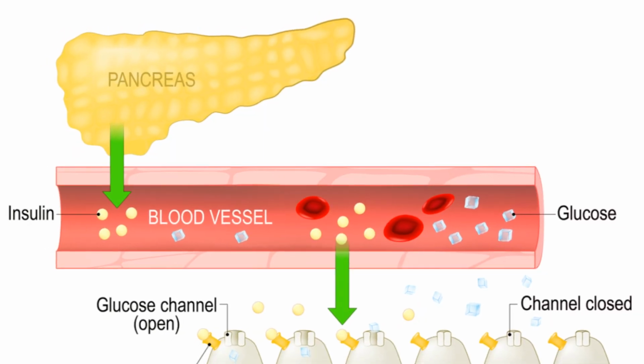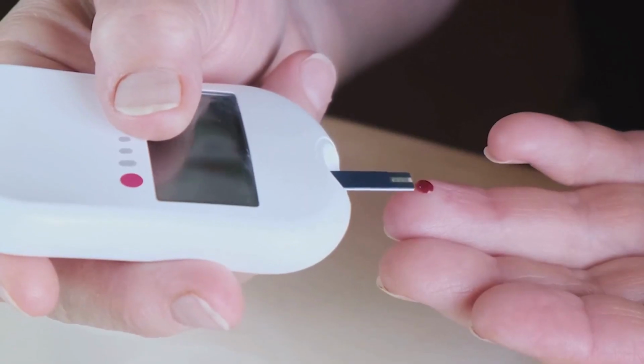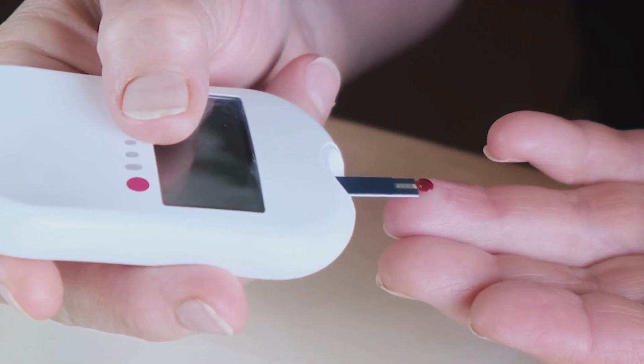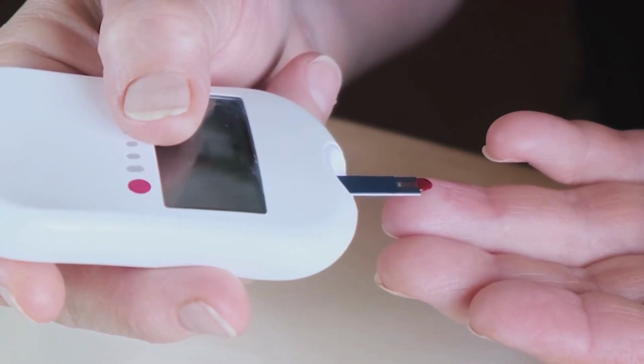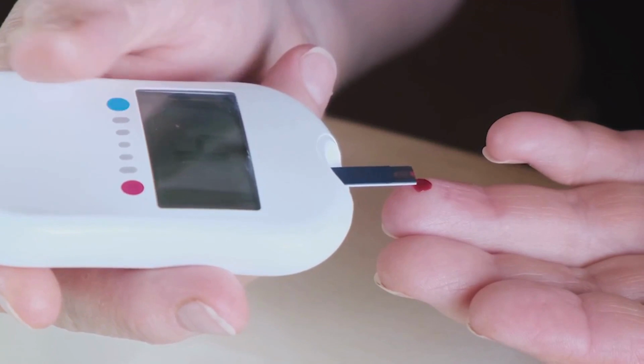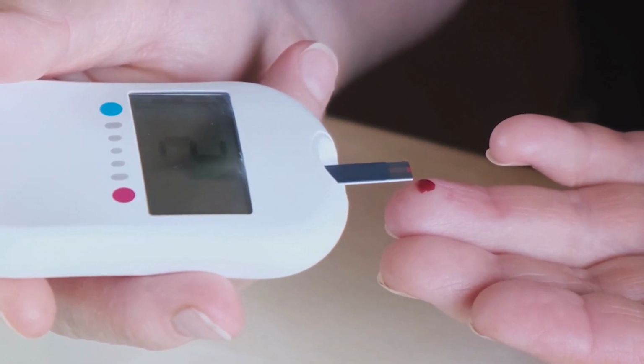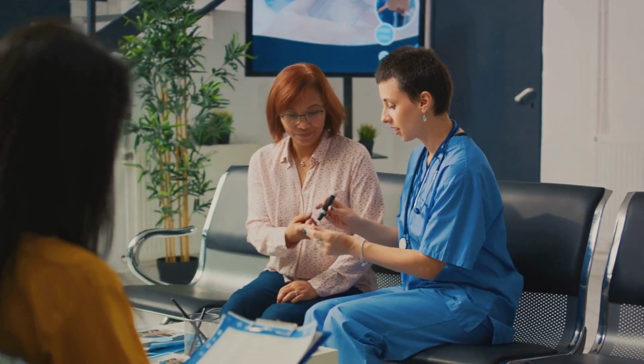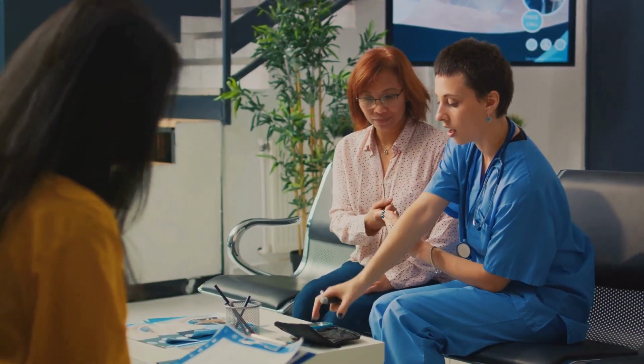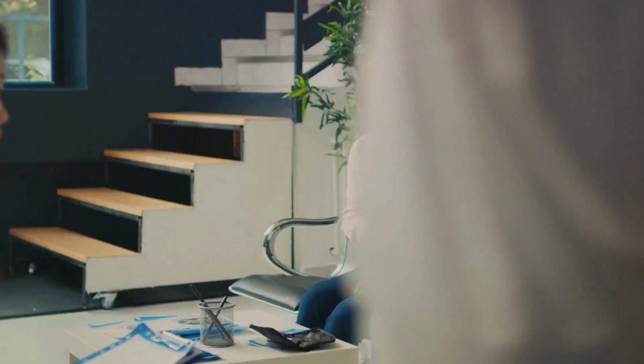Now let's talk about the role glucose plays. You can think of glucose as the VIP guest at a party. The cells in our body are the partygoers, and insulin, a hormone produced by the pancreas, is the bouncer. Insulin's role is to let glucose into the cells where it can be used for energy. Without insulin, glucose can't get in, and the cells can't function properly.